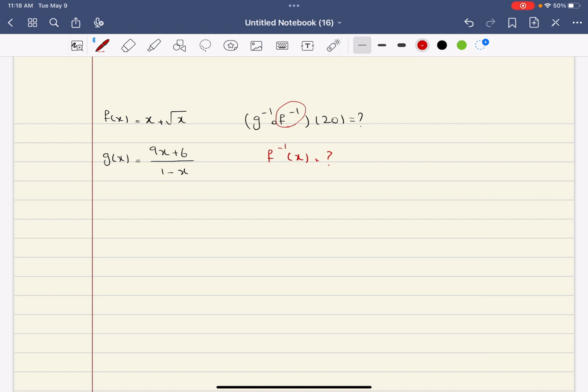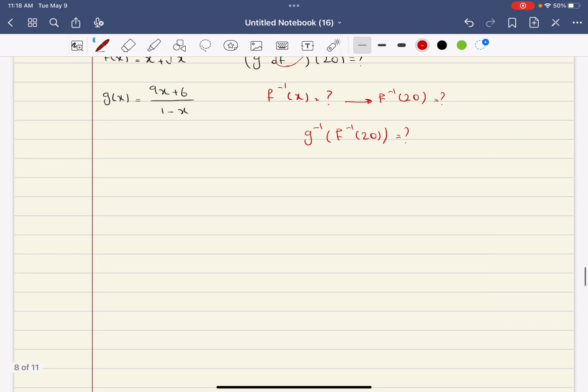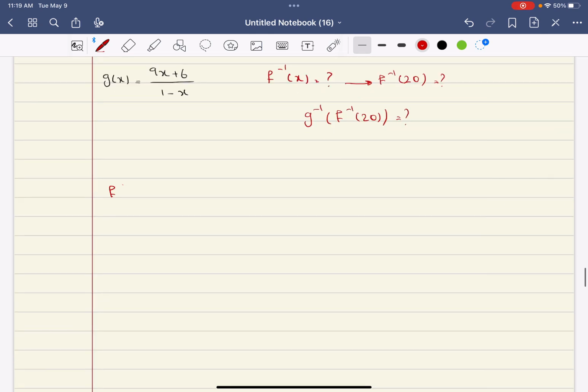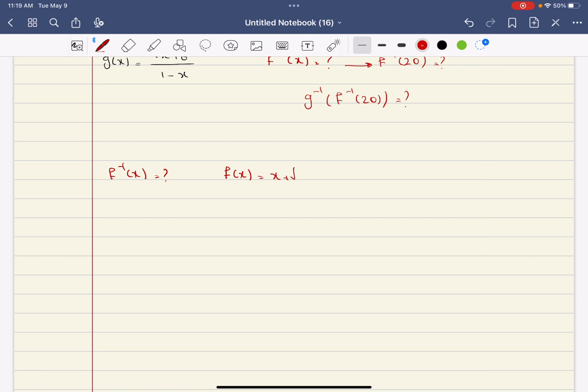So the very first thing that we have to find out is the inverse of f(x). Why? Because it is the inner part in here. So we need to first find it out, then find the inverse of f at 20, then the inverse of g at 20. So first, let's go ahead and find the inverse of f(x). So f(x) equals x plus root x. It means your y is x plus root x.